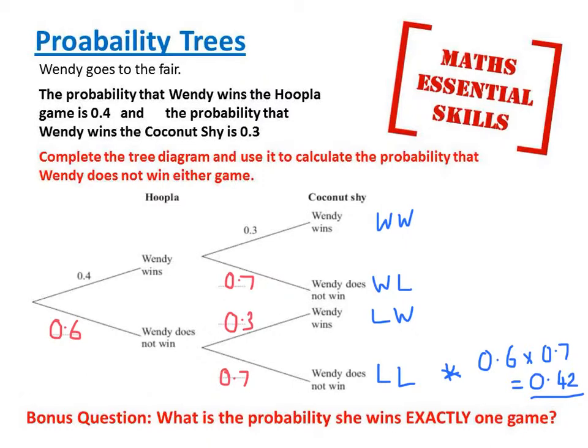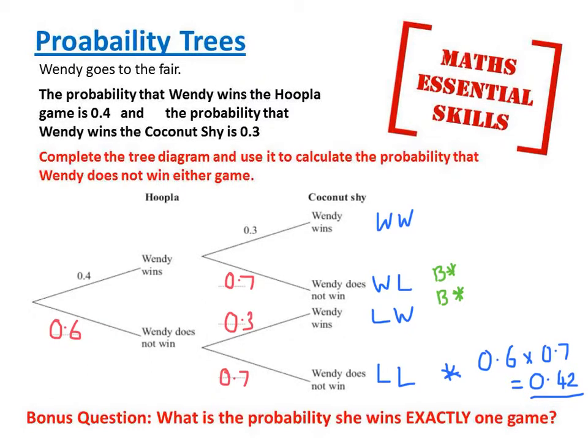Just note the bonus question here. It says, what's the probability that Wendy wins exactly one game? Now, if she was going to win exactly one game, looking at these outcomes in blue, these are the two for the bonus, and I'll put a little bonus star next to them. These are the two outcomes which would be needed to look at to work out this answer.